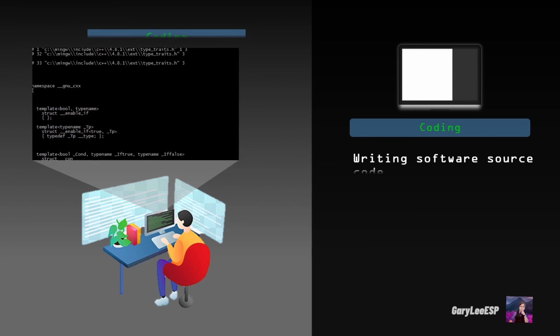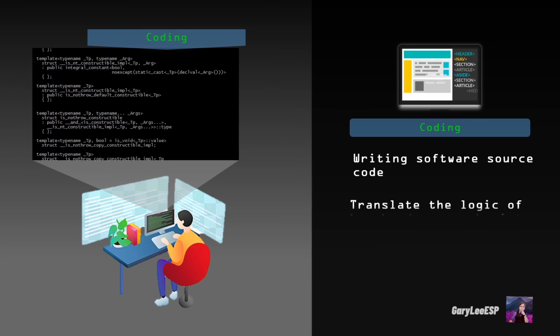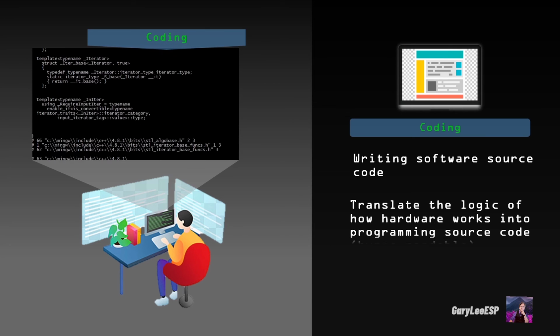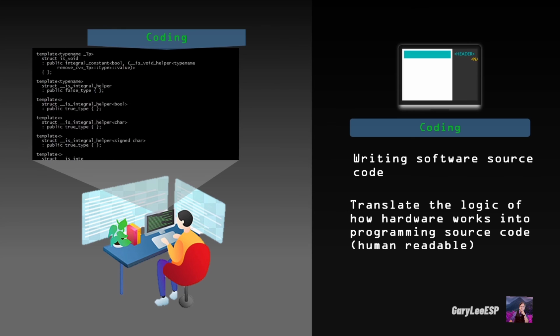Coding is the very first step in the software development process. It is about writing software source code to translate the logic of how hardware works into programming source code that is human readable.